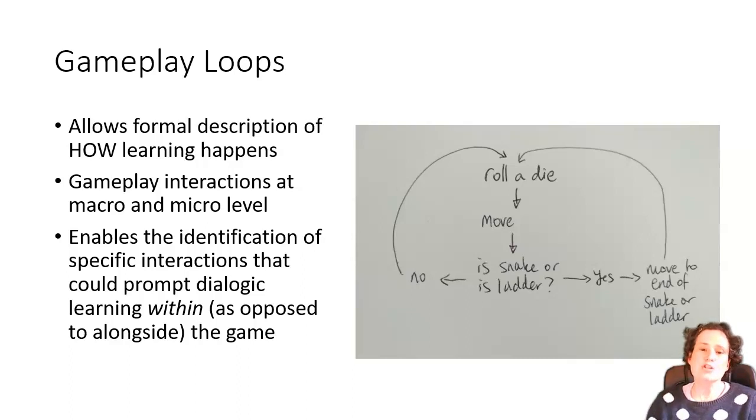But used as a research tool, gameplay loops allow formal descriptions of how the learning happens, what interactions are going on at the time that learning happens, or the time that you think learning is happening. It allows us to model the gameplay interactions at both a macro and a micro level. And particularly for this context, it allowed me to identify specific interactions within games that might prompt dialogic learning within the game as opposed to alongside the game.